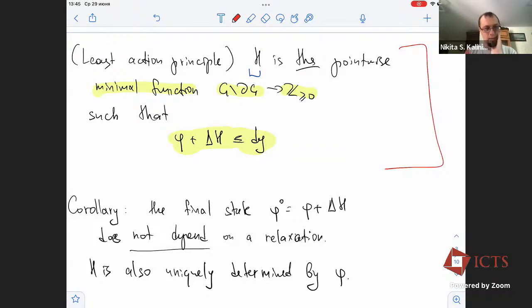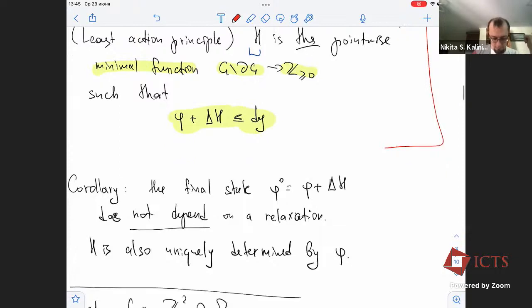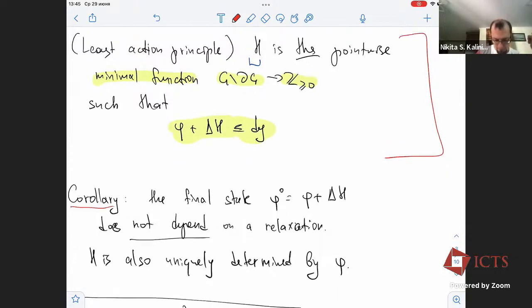So one can prove directly that any two relaxations give the same result. Or one can prove this least action principle, that the relaxation function is a pointwise minimal function amongst some class. And then the corollary of this fact is as follows: the final state after the relaxation, denoted by phi null, is just phi plus dh. And this state does not depend on a particular chosen relaxation, because the toppling function is uniquely determined by phi. So relaxations can be different. We can perform topplings at different vertices, but the total toppling function is always the same for any particular choice of relaxation. So the result is also unique.